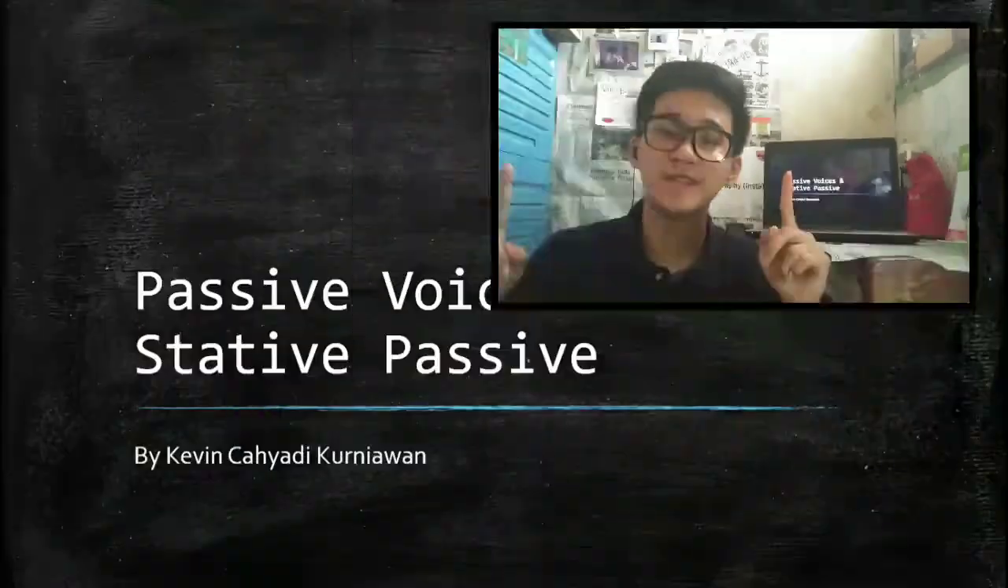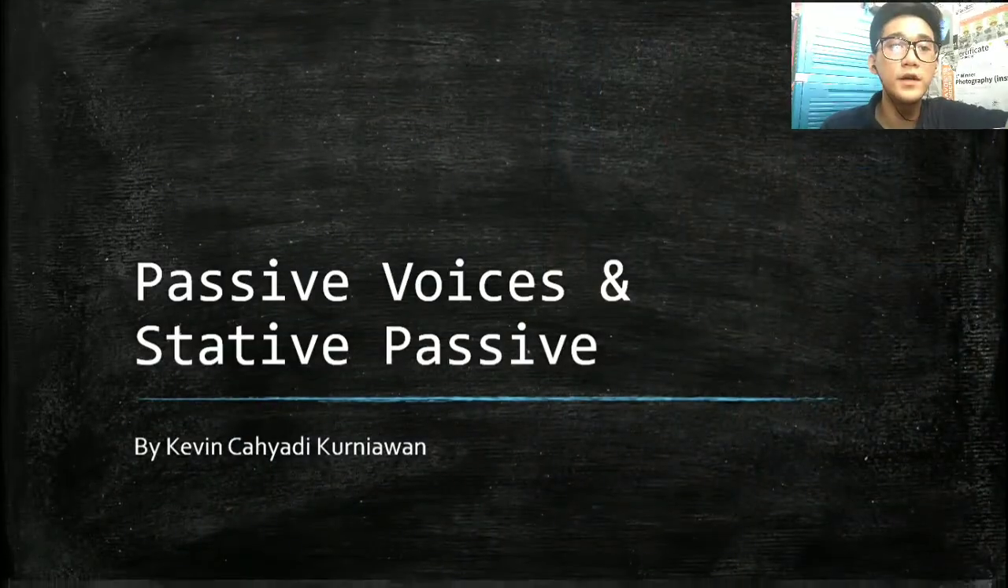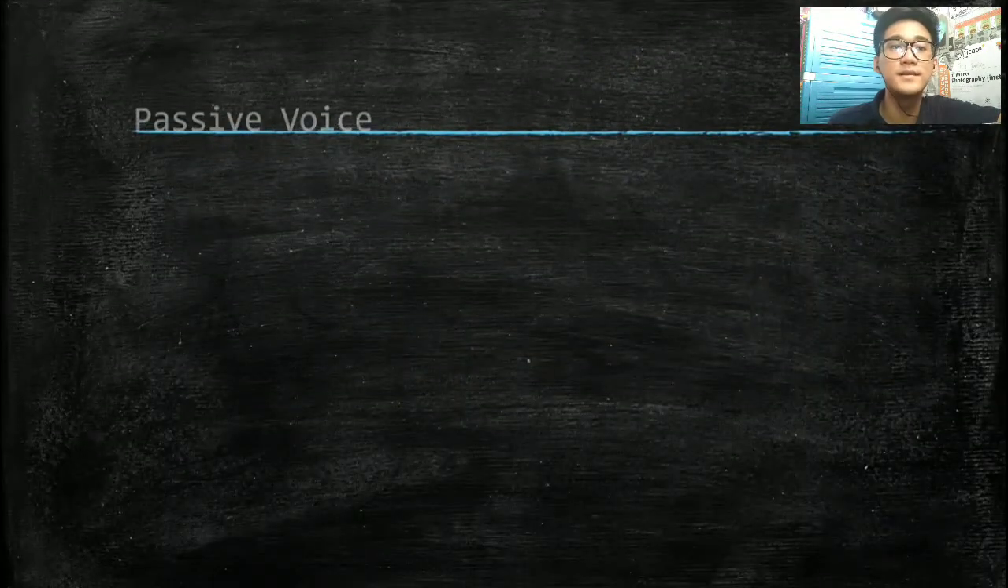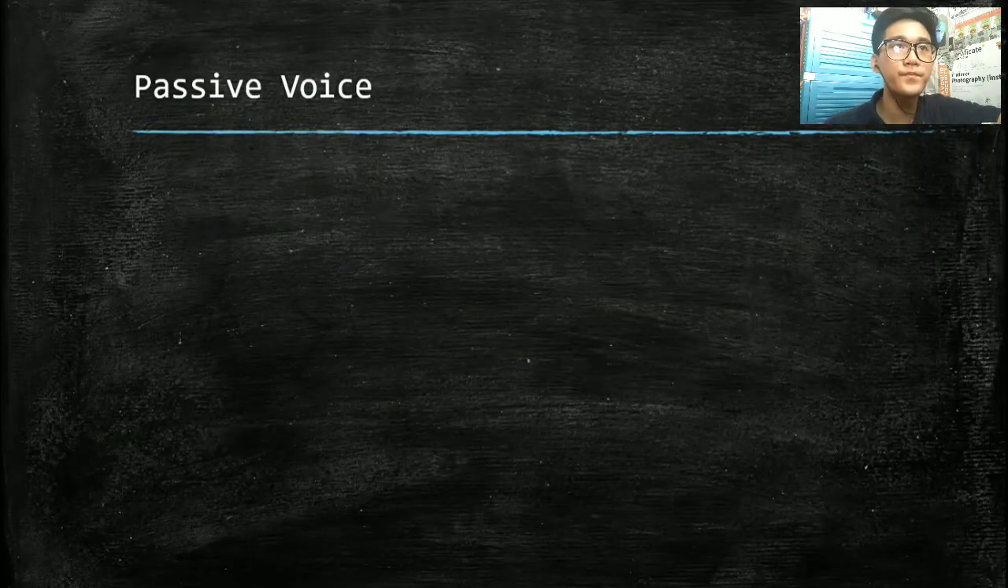Now I want to explain to you all about passive voice and stative voice. First, we learn about passive voice. Passive voice is often used in communication. Passive voice is an alternative way of conveying something.